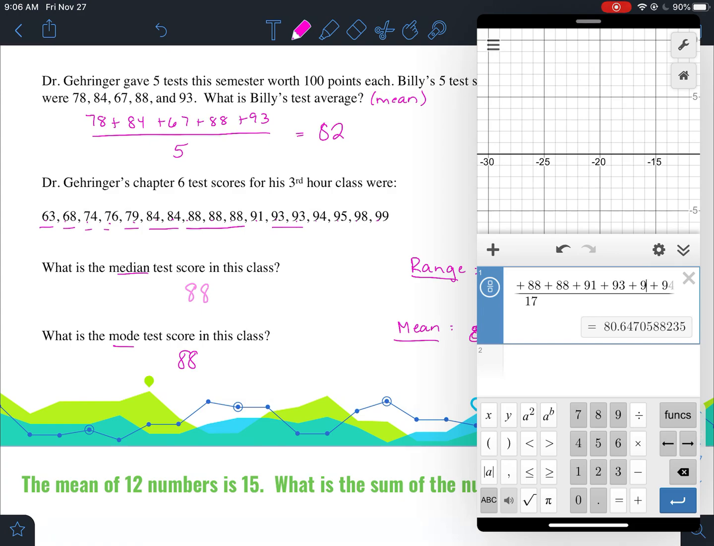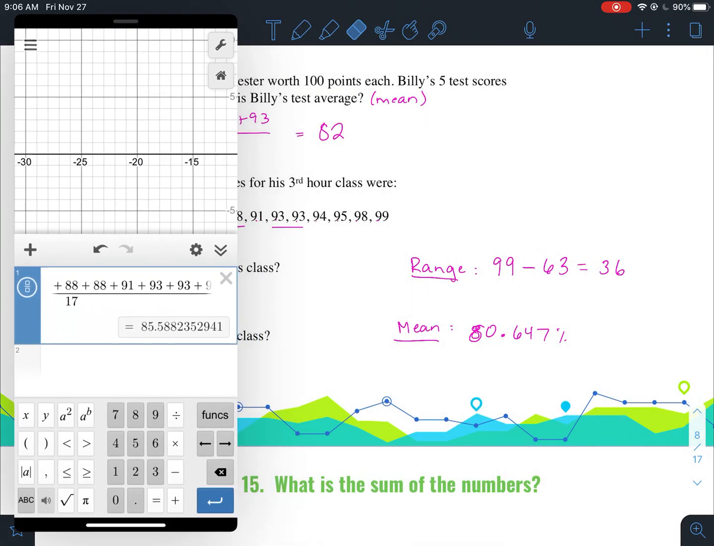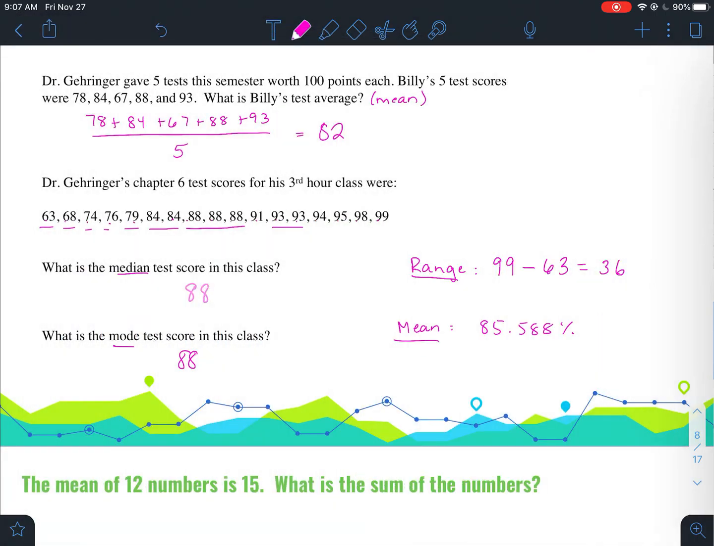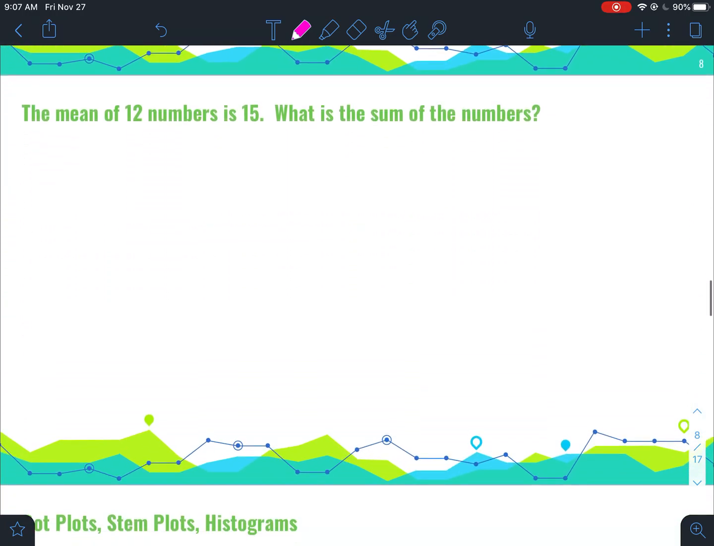So let's make sure I typed all of those in. Oh, that's what had happened. So 93, 93. There we go. So it's an 85. I was going to say that seemed really low looking at that data set. So the mean of the numbers is actually an 85.588%, which makes more sense. And there you go. That's how you would find mean, median, and mode of a data set and range.